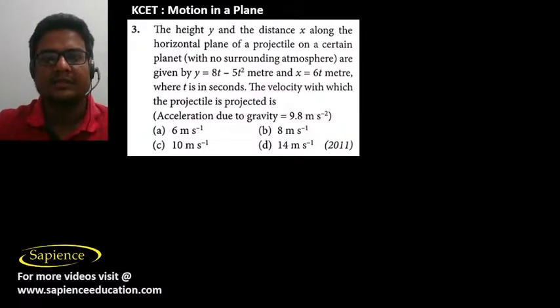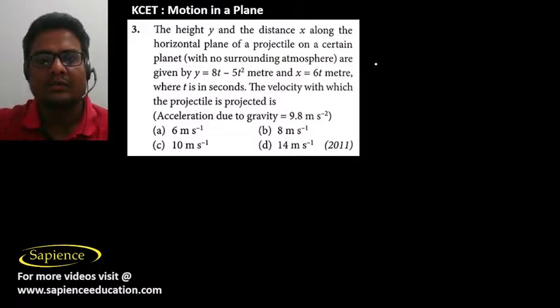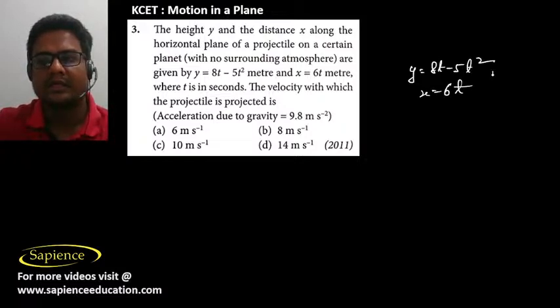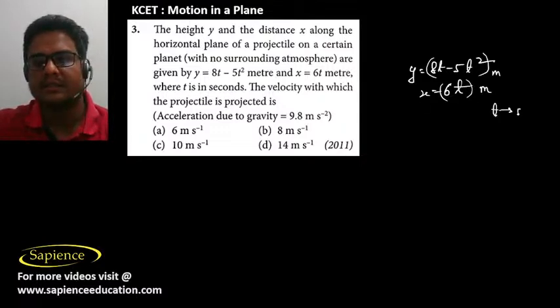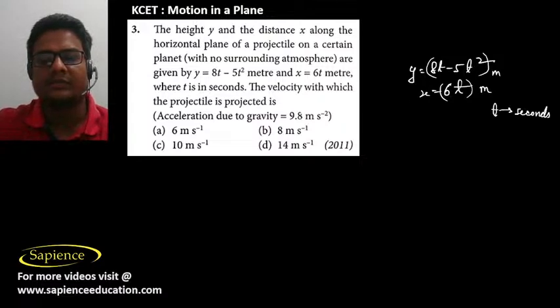Then the height y and the distance x along the horizontal plane of a projectile on a certain planet are given by y equal to 8t minus 5t square and x equal to 6t, in meters. Both are in meters, and t is in seconds. The velocity with which the projectile is projected is... So it means that we have to find the velocity of projection, that is u. Acceleration due to gravity is 9.8 meter per second square, that is g.